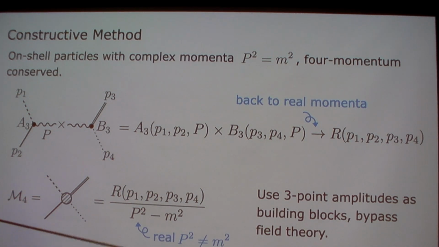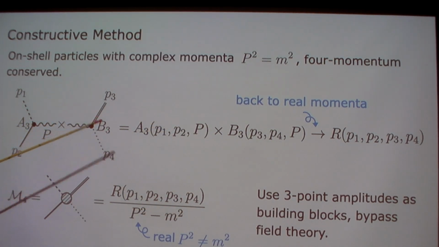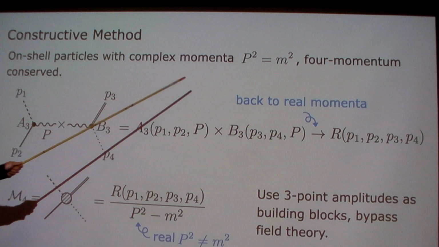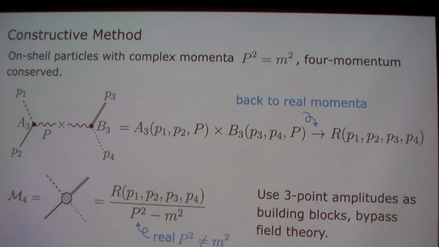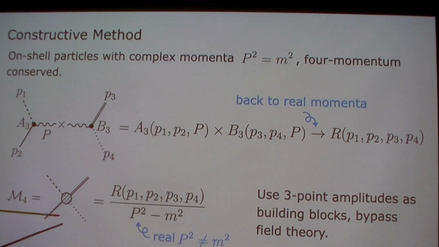Then you can say, now I have an expression with just external momenta, and then I can relax the momentum back to real values. That's the residue of a four-point amplitude, then you just put the pole back corresponding to the propagator of this internal particle, and then you have your four-point amplitude. And you see all of this can be done without using field theory, and all we need is the three-point amplitudes to define the theory.